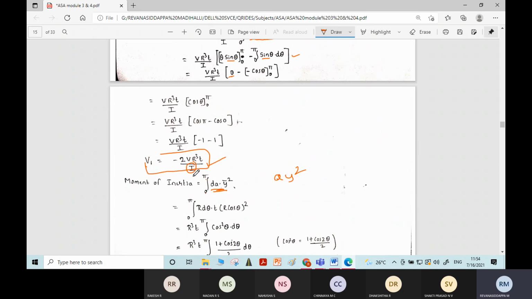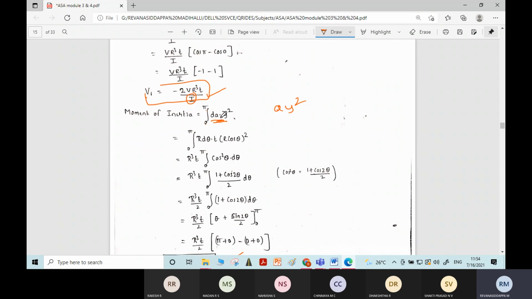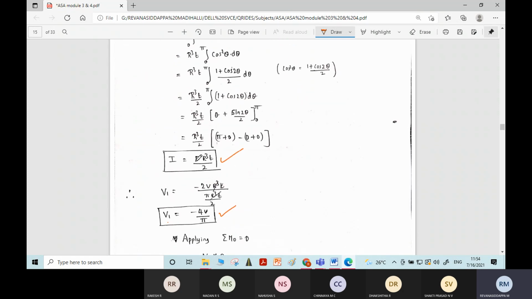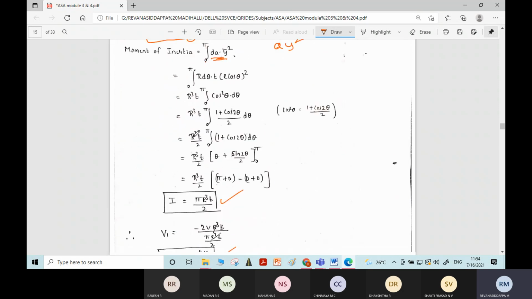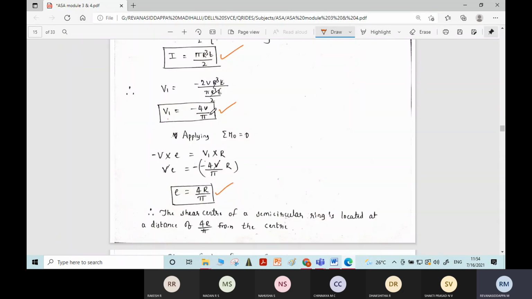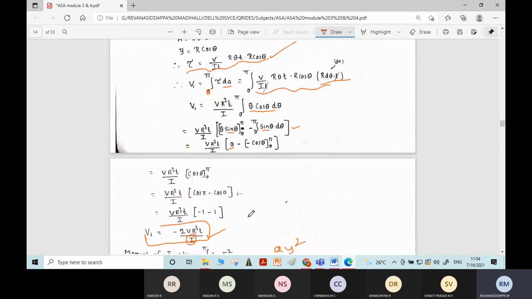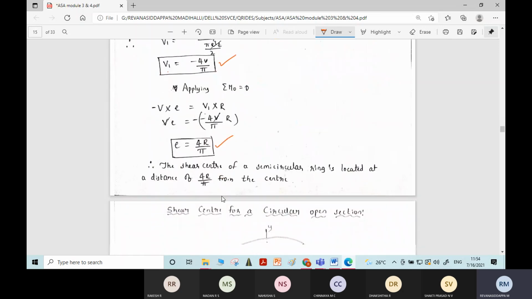Again we are left with the moment of inertia. For that, by basic principle, we find the expression dA into y bar square. dA is known, y bar is also known. Substitute and do the integration, and you will get the expression for I. After getting the expression for I, it is substituted in this formula, and finally you will get the expression for V1 in terms of V. Then if you substitute the value of V1 in this condition, you will get the shear center.